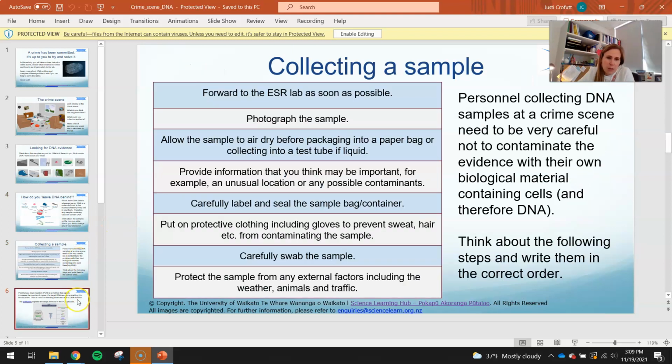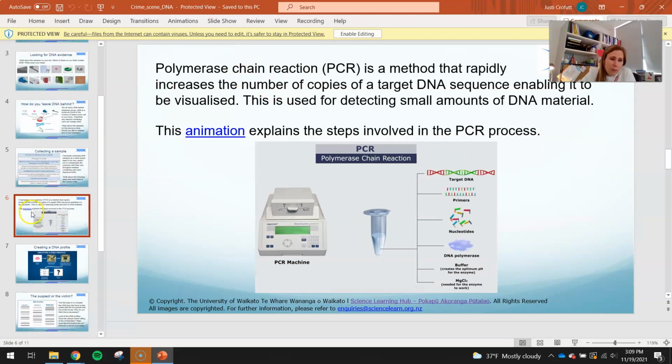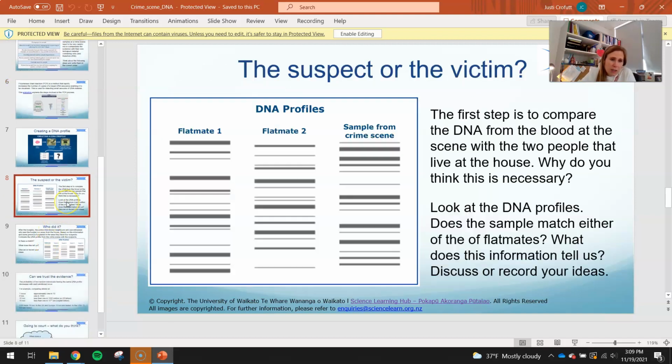Okay, so you guys are going to keep reading through this. I'm not going to go through all of this. This is kind of where you guys get to read about replicating DNA to make it big enough. So that's the answer to, I believe, question number 3. Okay, and then when you guys get down to here, what you have is DNA profiles.